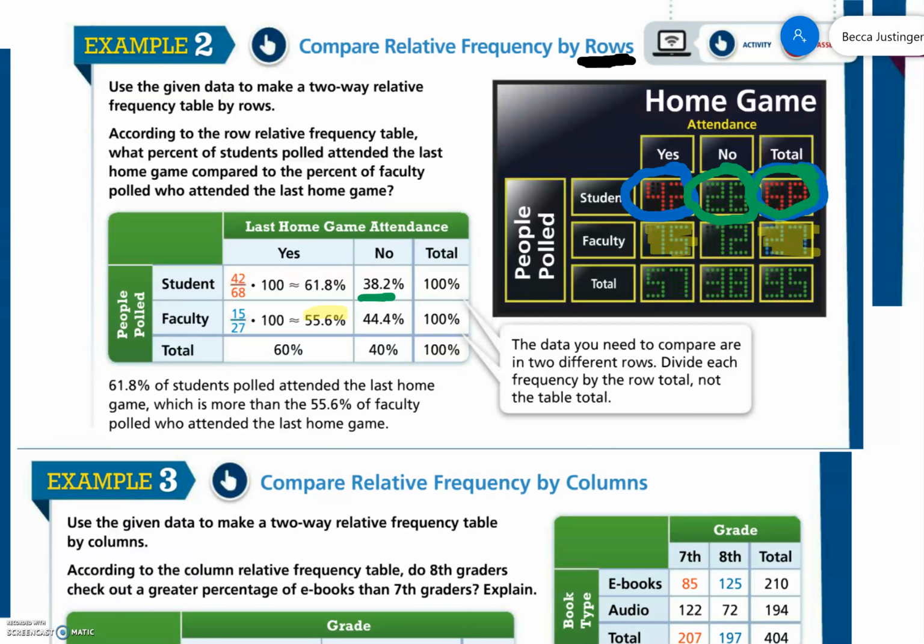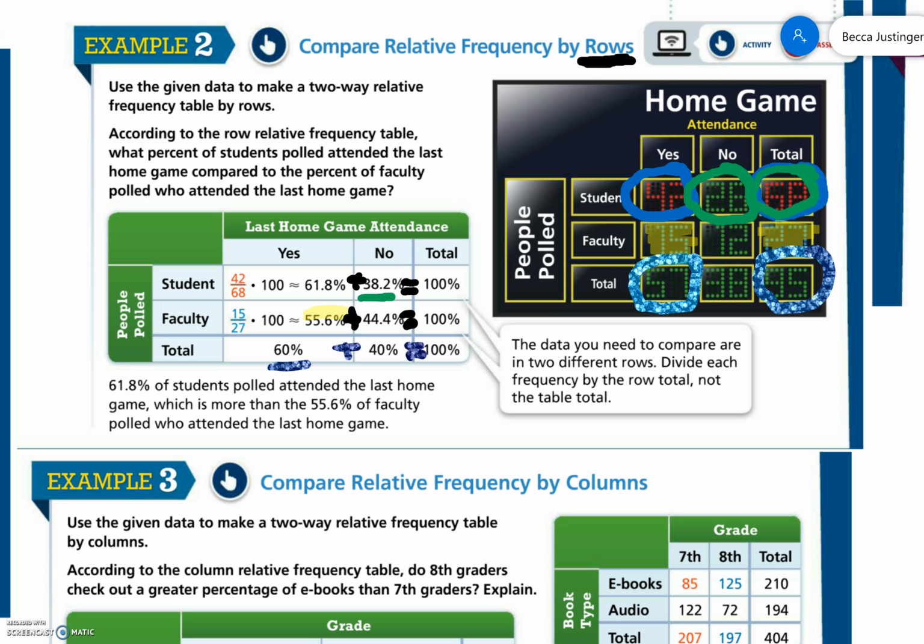Okay, then, so it's very important, you cannot add down. Since it's only by rows, you can only add across, and you should get 100. So then when you're trying to find this percentage, the total of 57, you divide that by 95 to get 60. Same thing, 38 divided by 95 to get 40, and you add across because it's by rows.